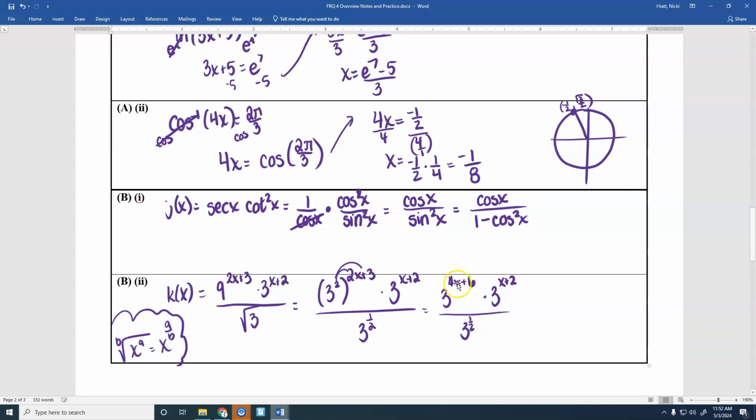All right, what do I do with exponents when I multiply them together? I add those together. So I've got 3 to the 5x plus 8 over 3 to the 1/2. And what do I do when I divide? Subtract. So that's going to be 3 to the 5x plus 8 minus 1/2, which is going to be 3 to the 5x plus 7.5.